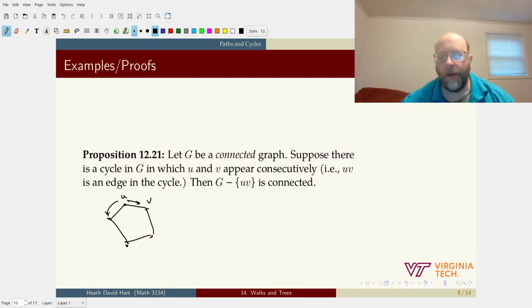And so I can lose an edge and not lose the property of being connected. So if you were in any of my Friday face-to-face classes, we talked about this proposition indirectly when we worked an example on the board that day.